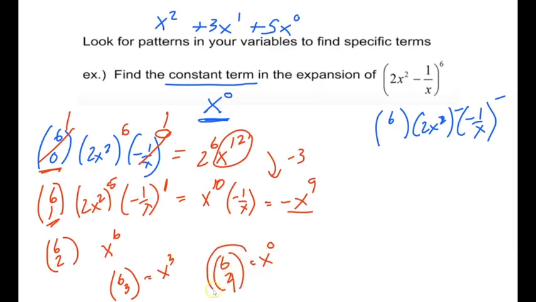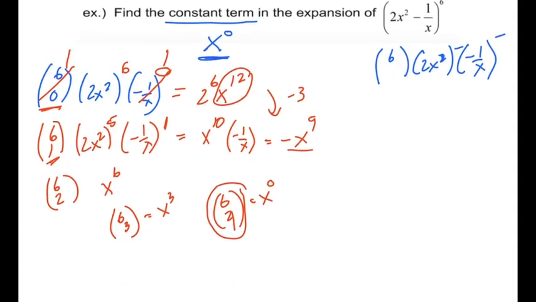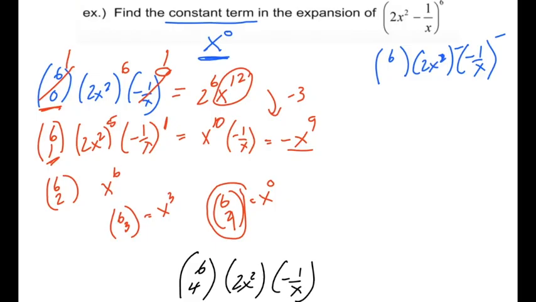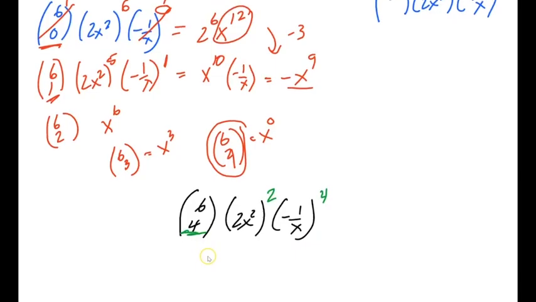The only one I really want to expand is 6, 4. That's the only one I need to expand, because all I want is the constant term. So we're going to go 6, 4. First term is 2x squared. Second term is negative 1 over x. Let's not forget our powers: the bottom one always matches the second, and then that has to go here. So 6, 4. Let's pretend we don't have a calculator.